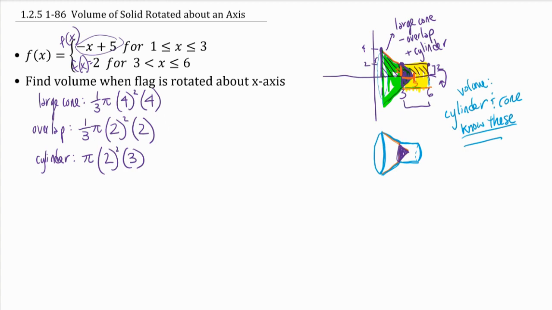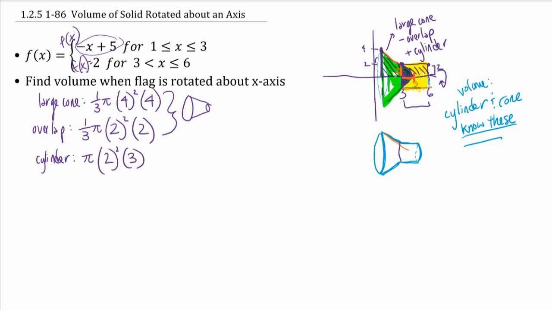Again, I think the most confusing part of this is honestly that overlapping piece, and understanding that you have a large cone with a little cone cut out. Once you cut out that overlapping piece, these two pieces here create this. And then the cylinder creates the extra part, the handle part of the flashlight.